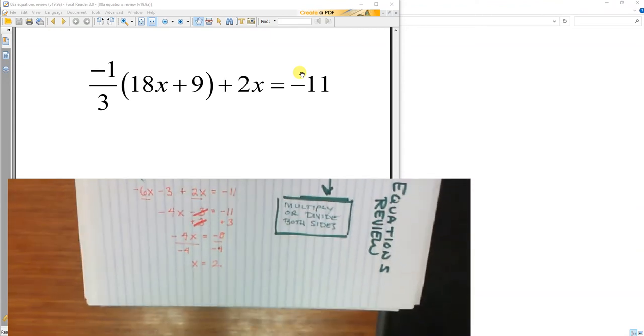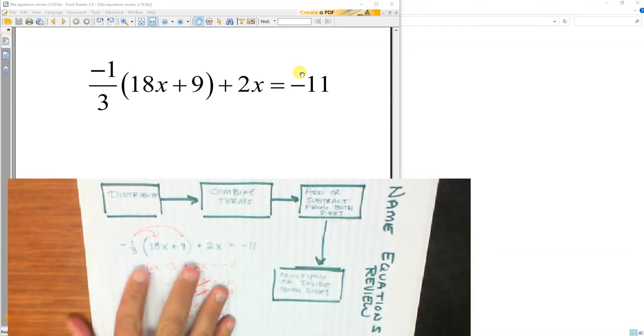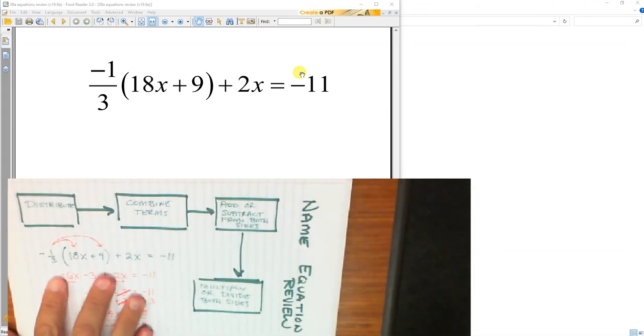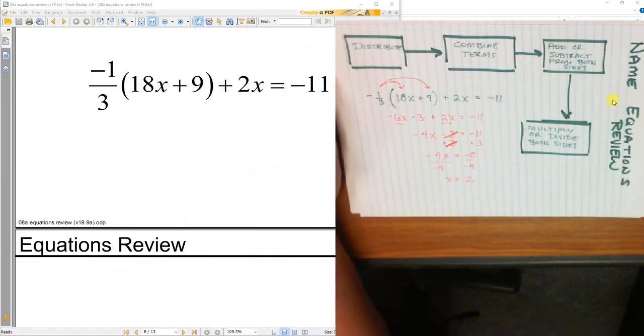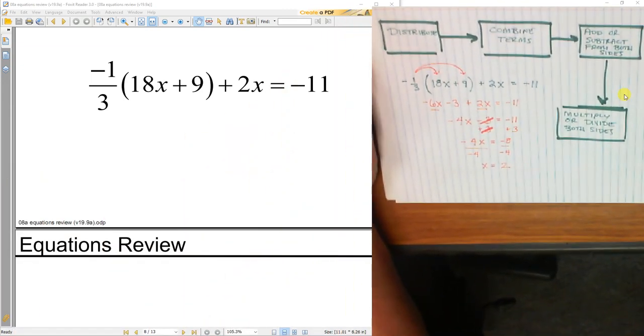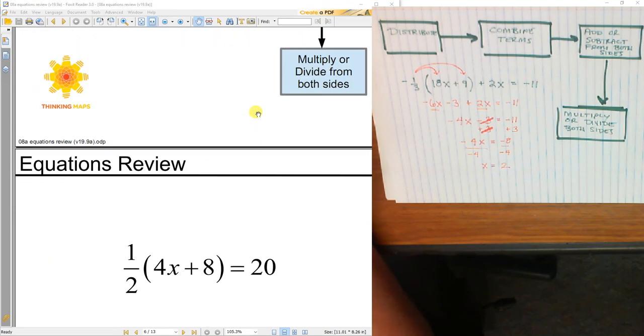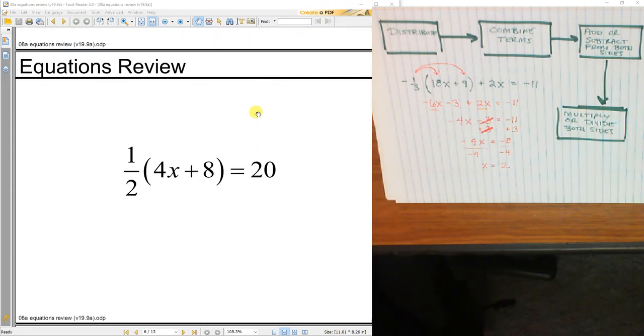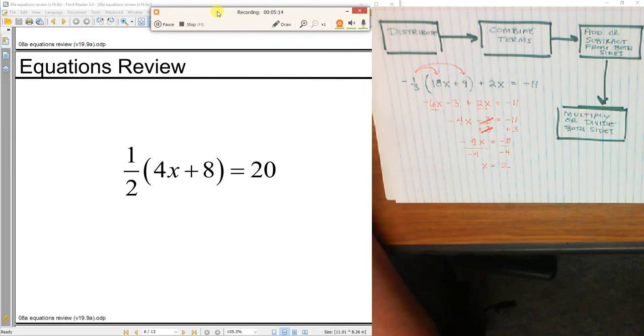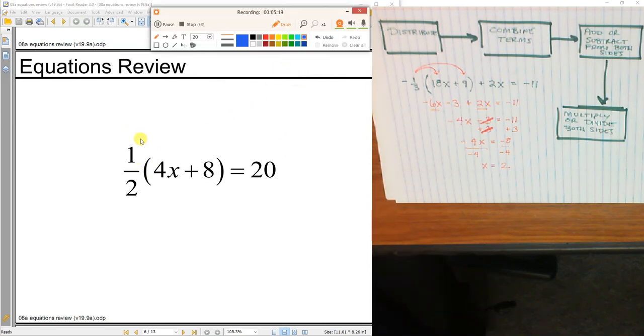All right, so there's my flow map. Keep that available. And let's do some problems here. Back to this one. All right, start with the distribution step. Half of 4 is 2x, half of 8 is 4, equals 20.